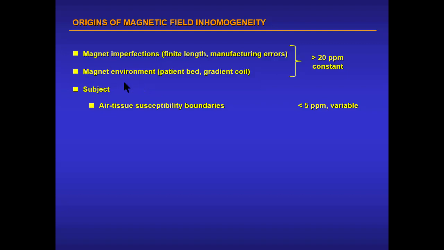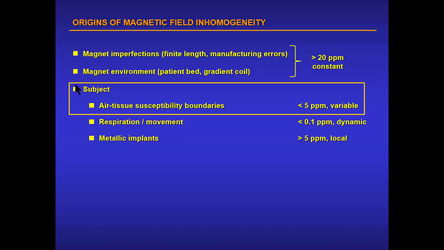The one that we typically deal with every day are the inhomogeneities induced by the patient itself. They're caused by air-tissue susceptibility boundaries, and I'll explain in the next slide what that means. You can also have respiration and movement or implants, all very important areas, but I'm not going to talk about that. I'm just going to talk about this one, which is really the one that we deal with every day.